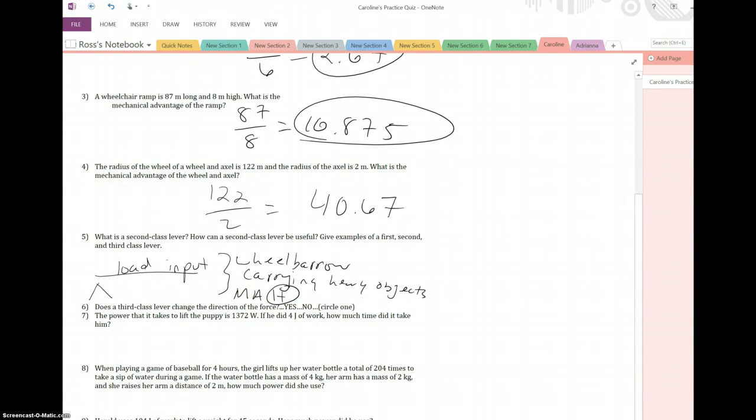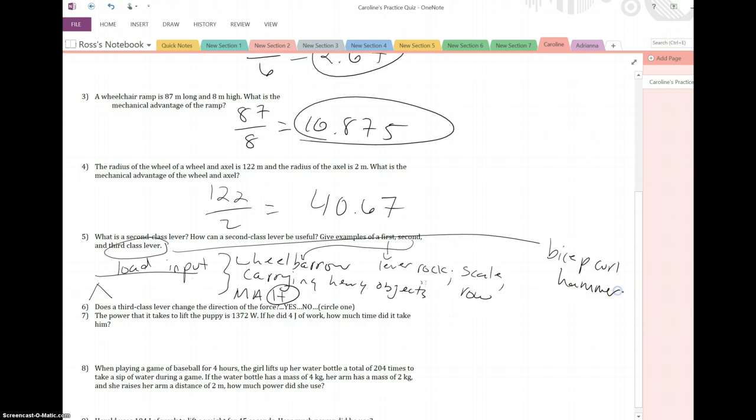So an example of a first class lever, we could have levering a rock out of a hole. Obviously it's a lever, levering the rock out of the hole. We could have a scale, or we could have, like, a rowboat. The second would be right over here. And for the third class lever, an example could be the bicep curl or the hammer.